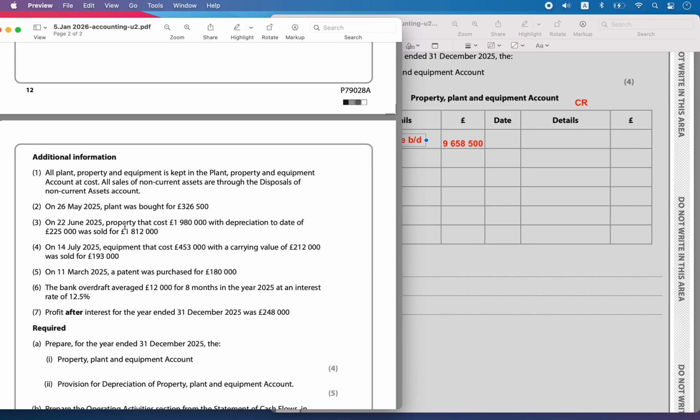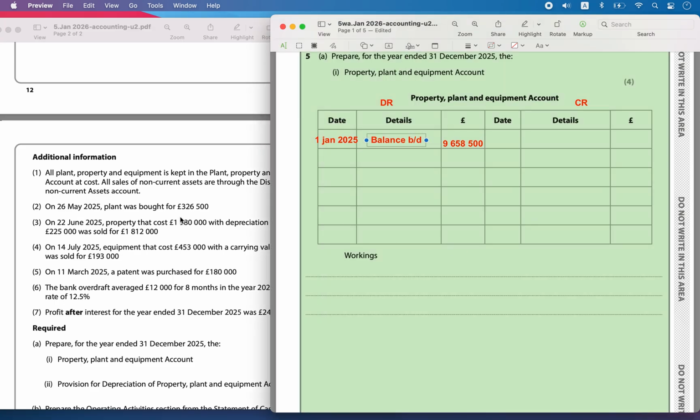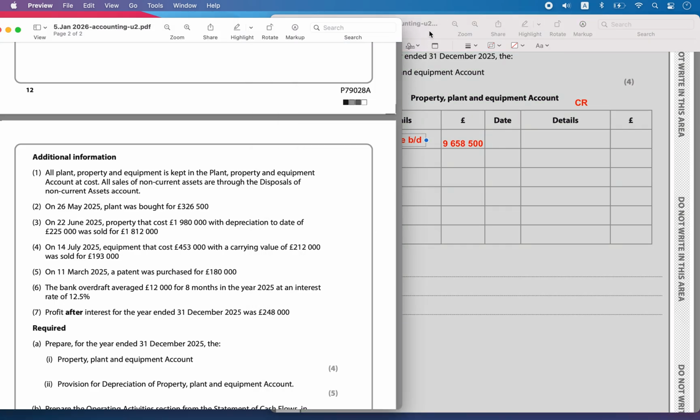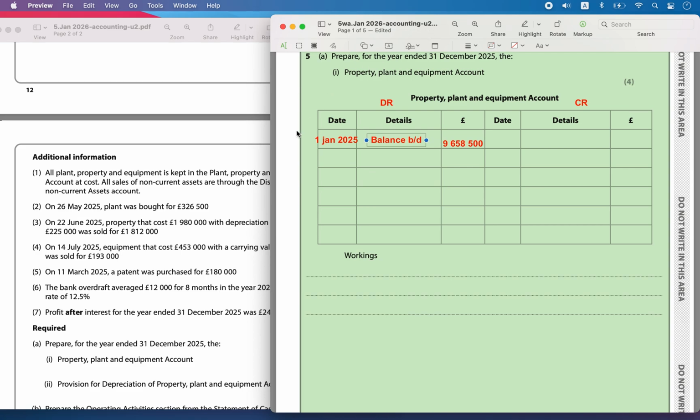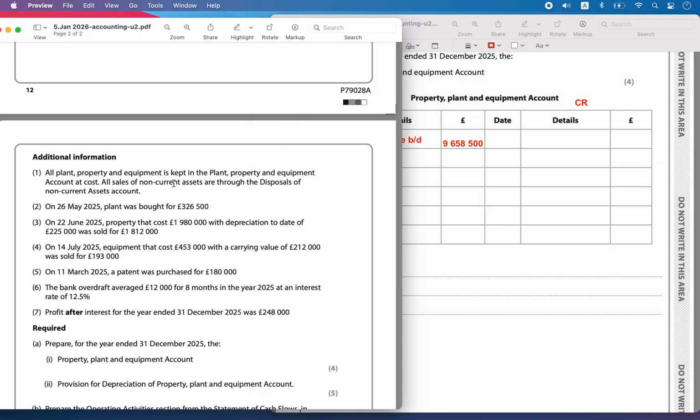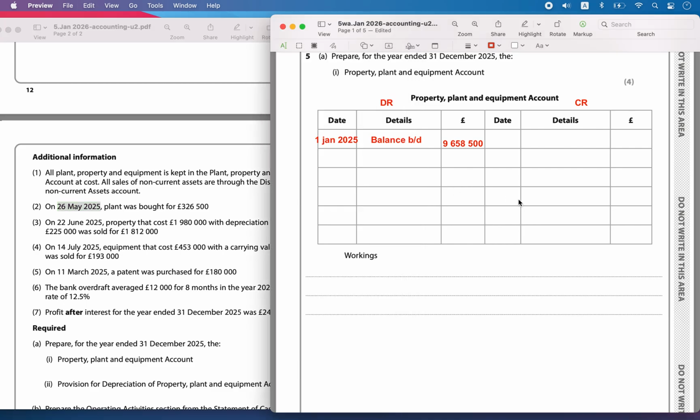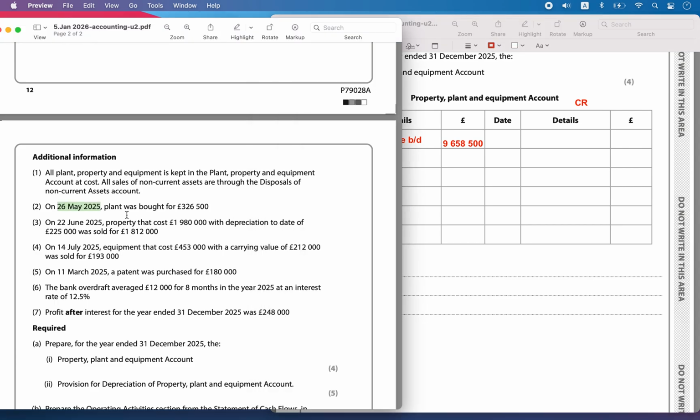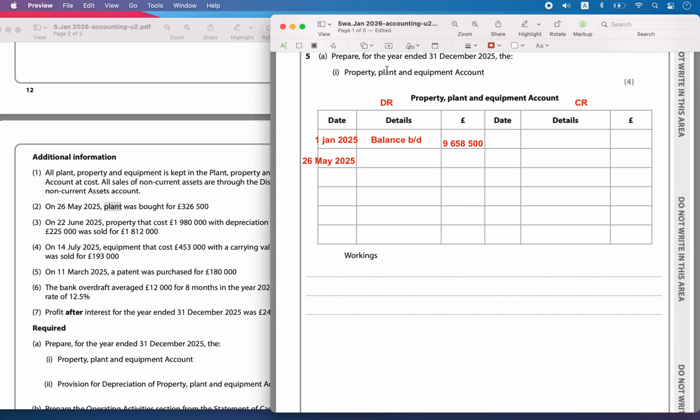Then the additional information has come in, so that's why we are being asked to prepare this. All the property, plant and equipment is kept in the property, plant and equipment account at cost, and all the sales of non-current assets are through the disposals of non-current assets account. On 26th May 2025, plant was bought for 326,500. So on 26th May a new plant was added. Let's write that here: 26th May 2025, plant.